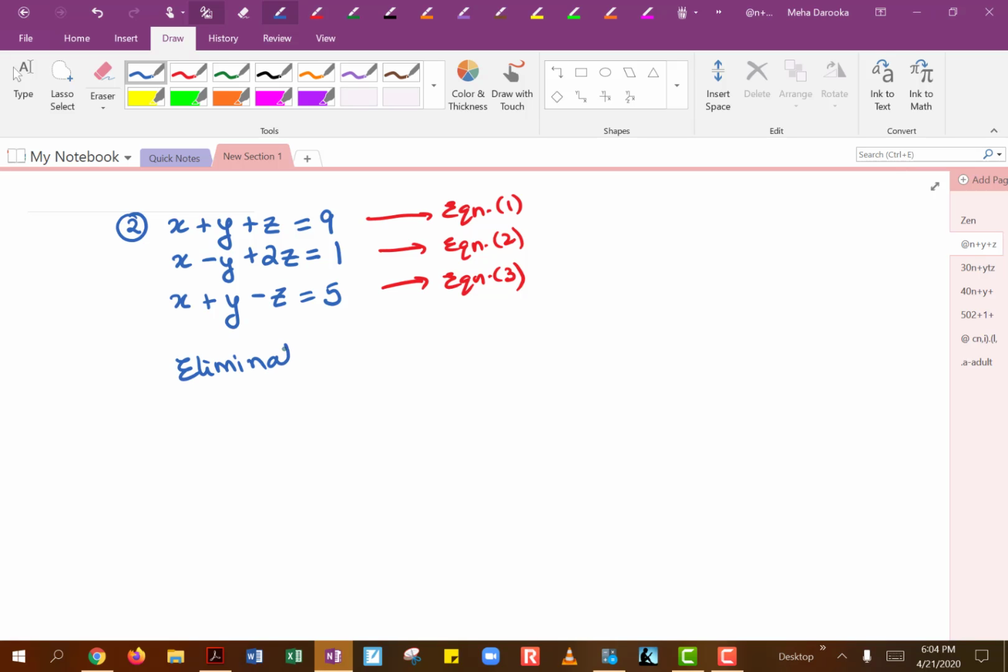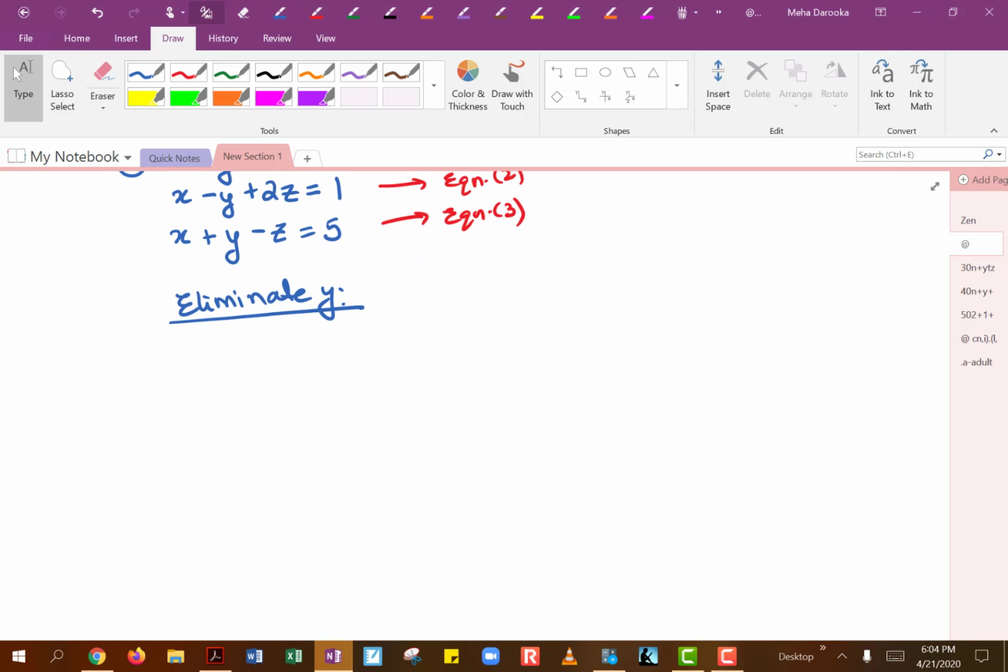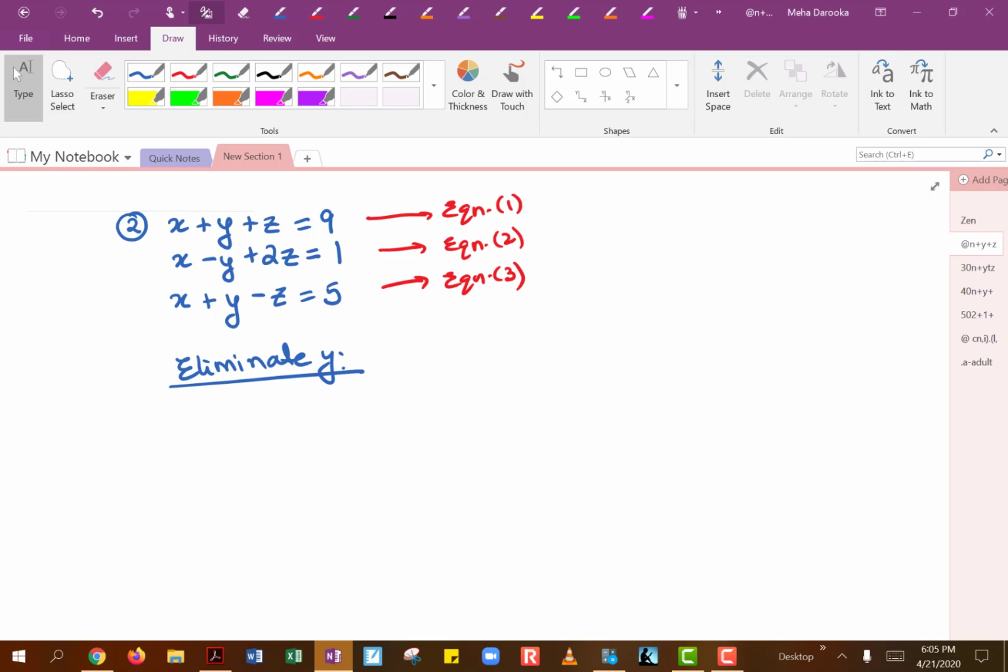So the first thing I'm going to do is, since my equation 1 and equation 2 have both positive and negative signs, I'm going to add the two equations and eliminate my y variable. I don't need to multiply them by any other number, because I already have a positive y and a negative y, and they'll cancel each other out. So I'm going to add equation 1 and equation 2.